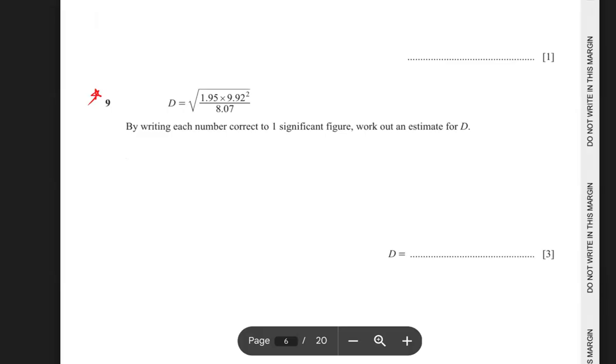Okay, you want to round everything to one significant figure. So there are 3 numbers here. 1.95, round it to 1 SF is 2. 9.92, if you round it to 1 SF, is 10 squared. 8.07, round it to 1 SF, is 8. And this, they give you 3 marks. Very, very generous. Okay, so if you round everything correctly, they give you 1 mark.